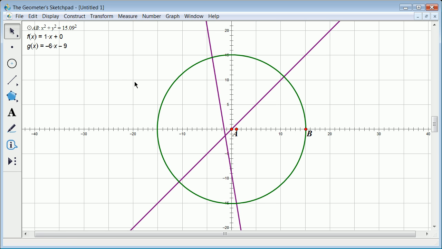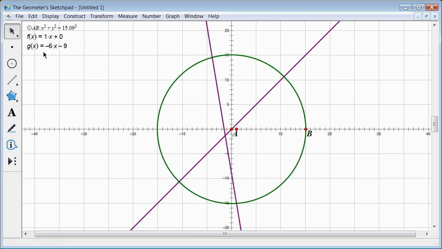And what eventually you will see is that f of x is more or less y equals x plus 0. 1x plus 0 is a 45-degree line. G of x equals minus 6x minus 9 means that it crosses the y-axis at minus 9 and it's down steeper than 45 degrees because the absolute value of that number there is more than 1. If it's negative, the line goes down, and if it is positive, the line goes up.